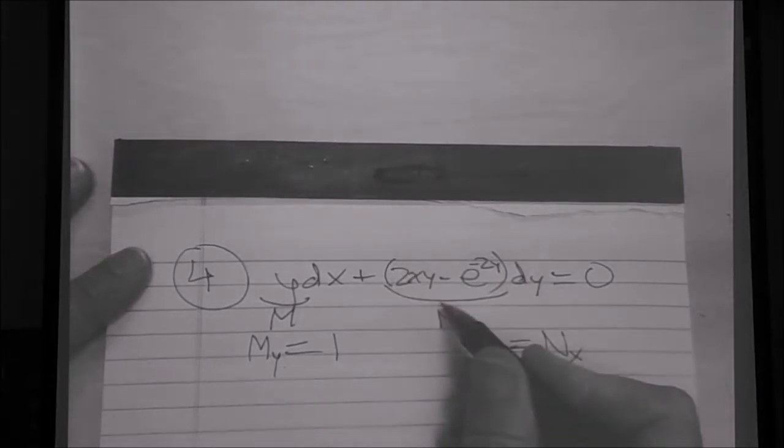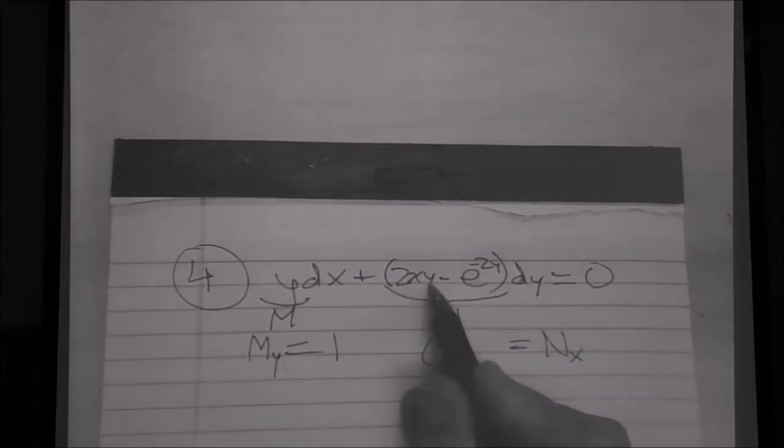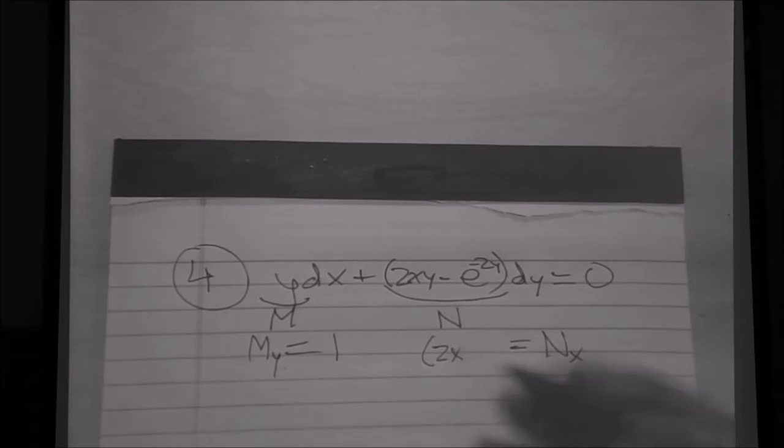Over here, partial with respect to x treating y as a constant is 2x, right? 2x times the constant y. I'm sorry, 2y, not 2x. Partial treating y as a constant. And over here, derivative of e to the minus 2y is 0, treating y as a constant. So this is minus 2y, oh, they're not equal. So it's not exact currently. I'm going to have to find an integrating factor, as the problem suggests.